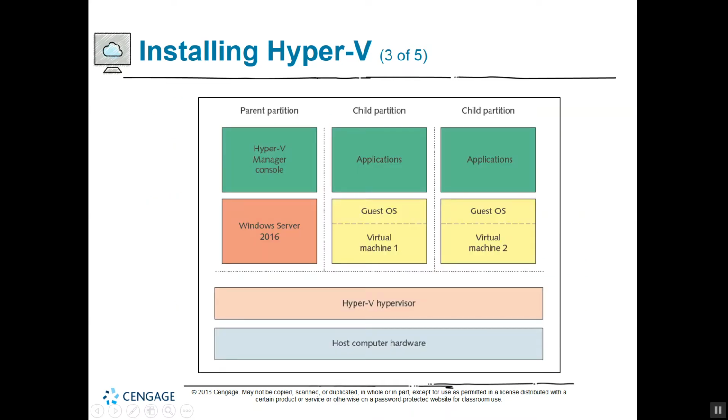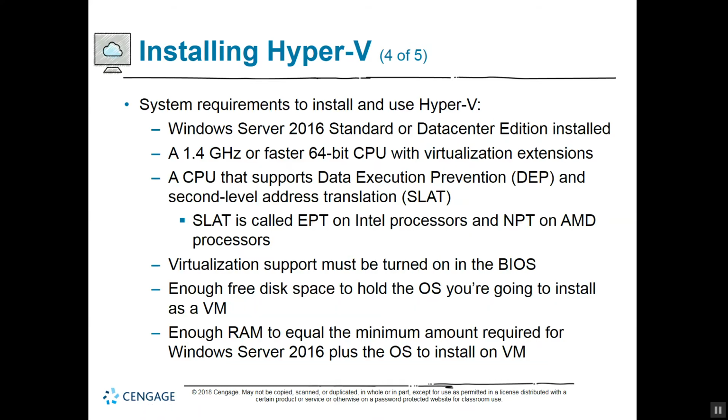So here's our breakdown on installing Hyper-V. We've got a parent partition, child partition, child partition, Windows Server, hypervisor, and host computer hardware. We'll go through this in more depth. Now, there are system requirements to install and use Hyper-V. You need Windows Server 2016 Standard or Datacenter Edition installed.